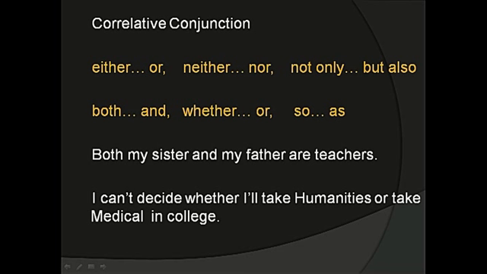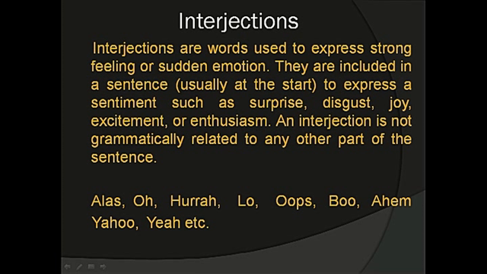Both my sister and my father are teachers. I cannot decide whether I'll take humanities or take medical in college. Whether and or, correlative conjunctions. Both and, correlative conjunctions.